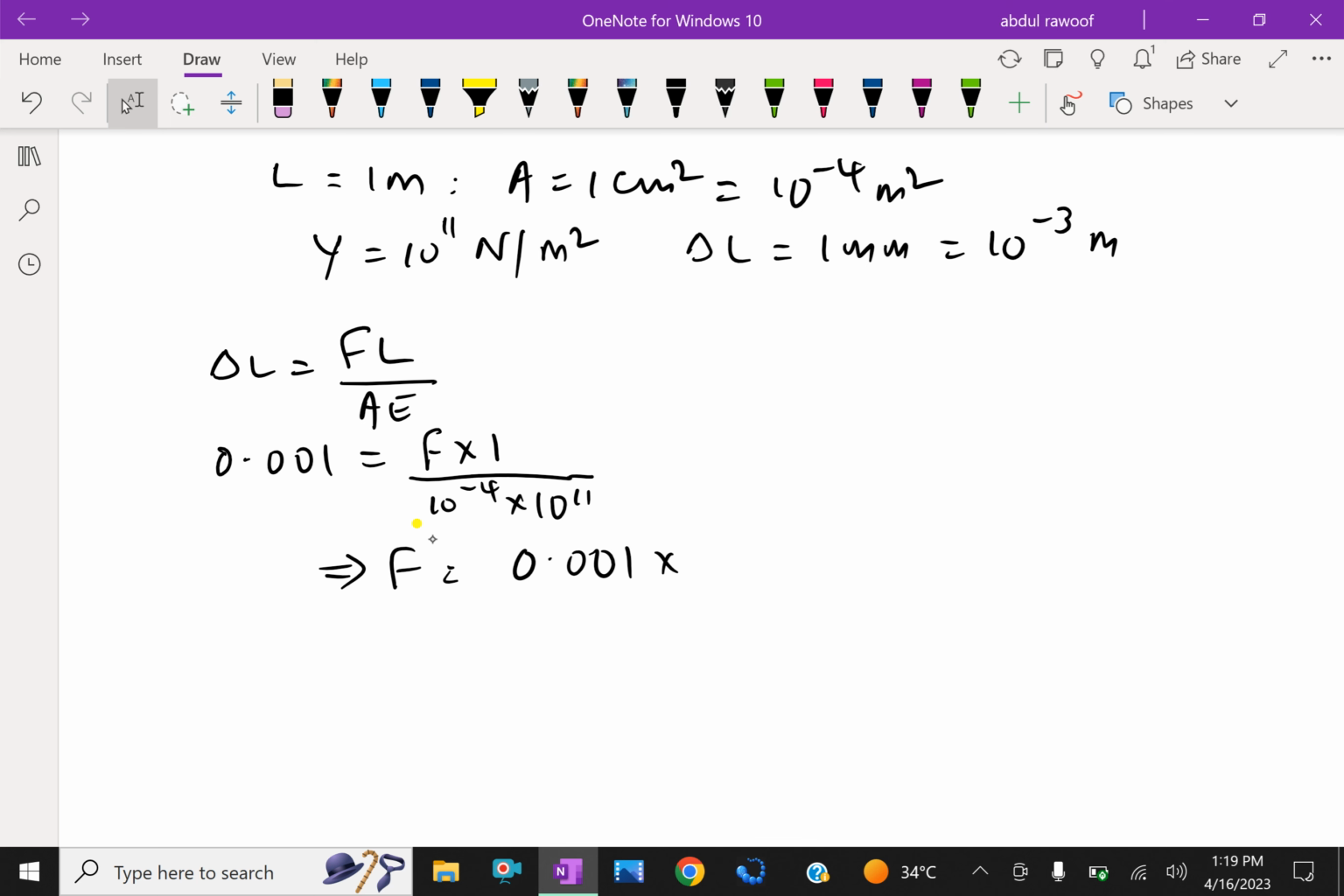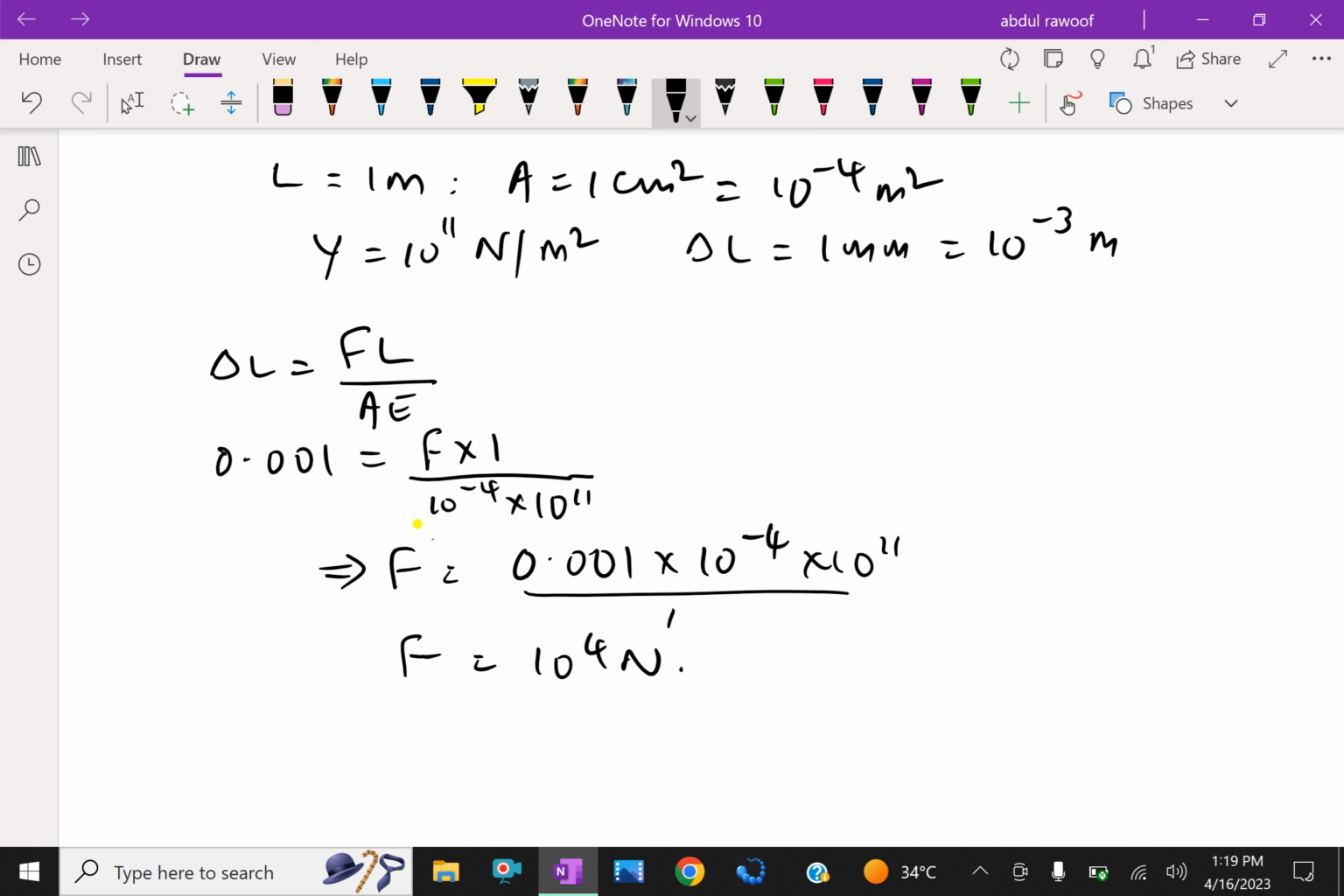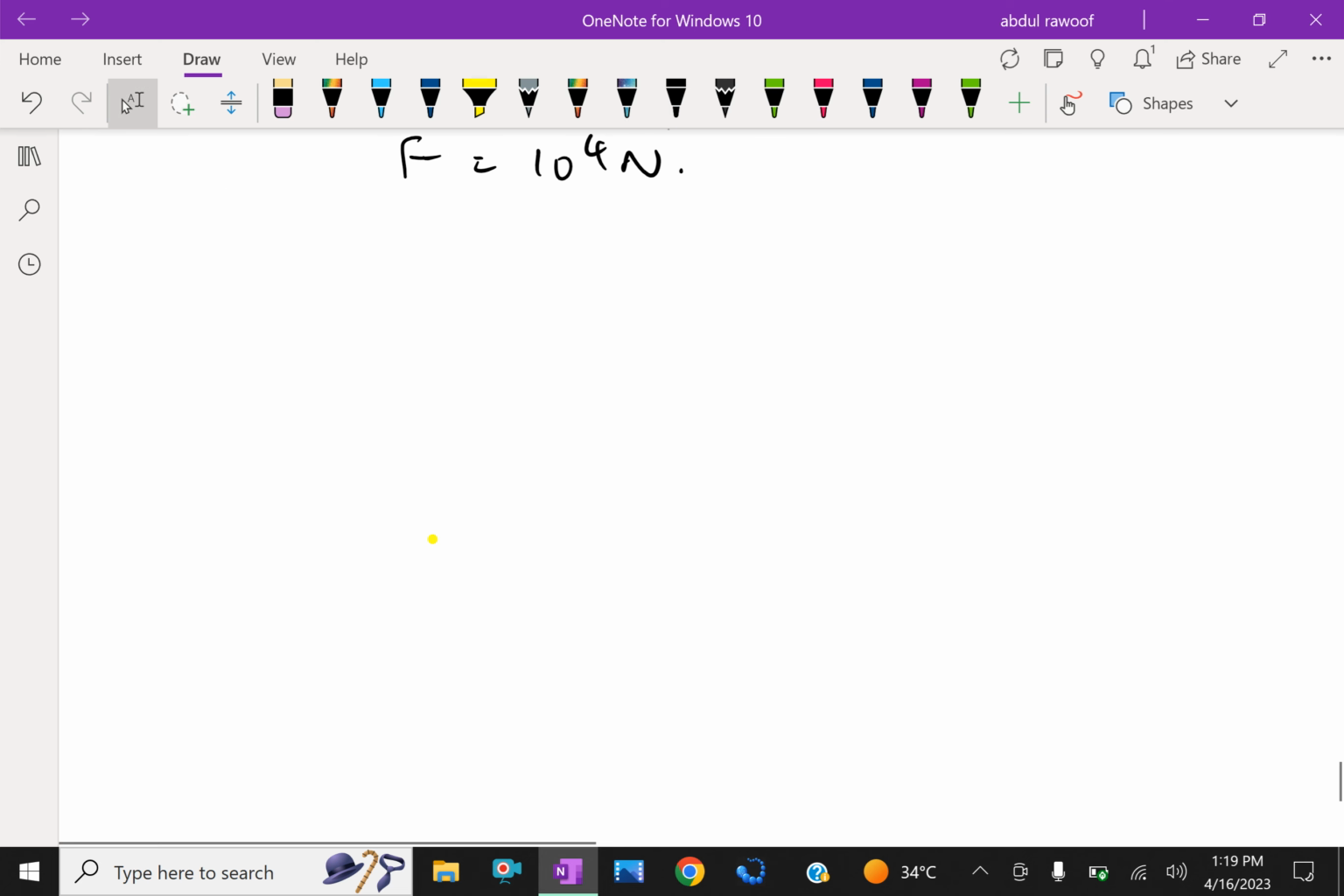From here we will get F equal 0.001 into 10 power minus 4 into 10 power 11 by 1, which is equal, therefore F equal 10 power 4 Newton. Next question.